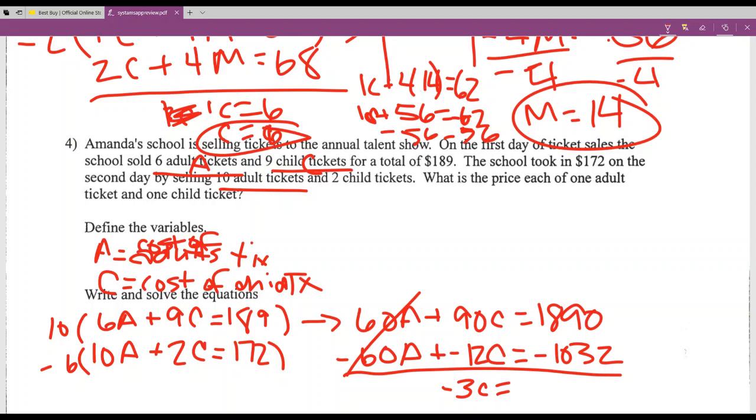What am I doing? Oh, subtracting this. 90 minus 1032, 858 divided by 3. That cannot be right. Hold up. Because that is 90C, not 9C. So 90 minus 12 is 78. I apologize for that.